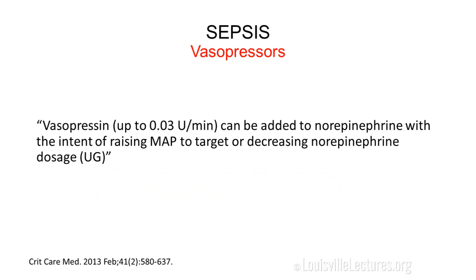So here's what the guidelines recommend. Vasopressin, up to 0.03 units per minute, can be added to norepinephrine with the intent of raising MAP to target or decreasing norepinephrine dose. But it was an ungraded recommendation.